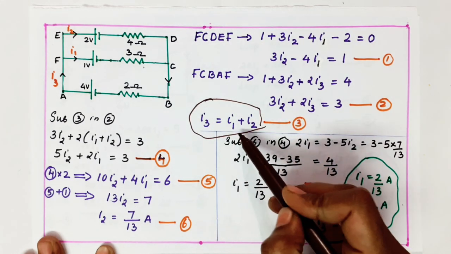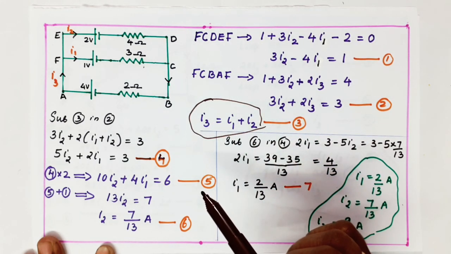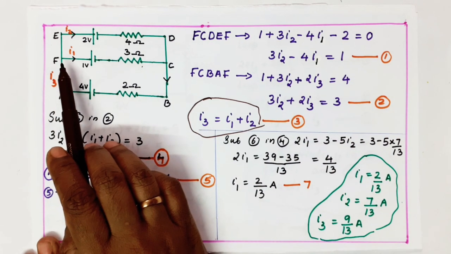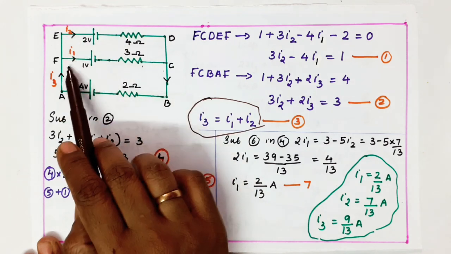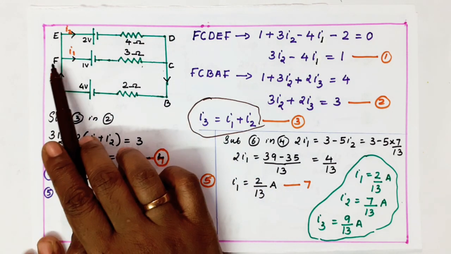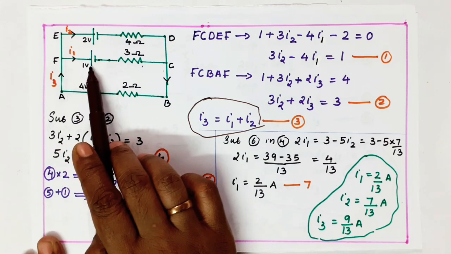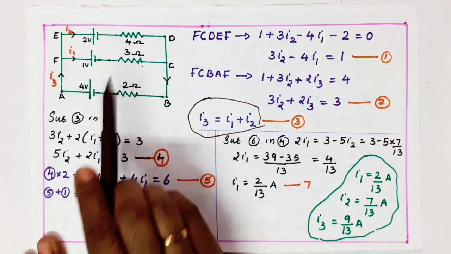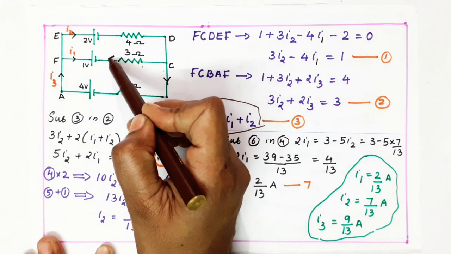I3 is equal to I1 plus I2. After that, next is simple. Consider the loop F, C, D, E, F. The upper rectangular loop I am taking in an anti-clockwise direction. When I am coming like this, I met the positive terminal. So, 1 plus 1. When I am going like this, I know that the current in this is coming.